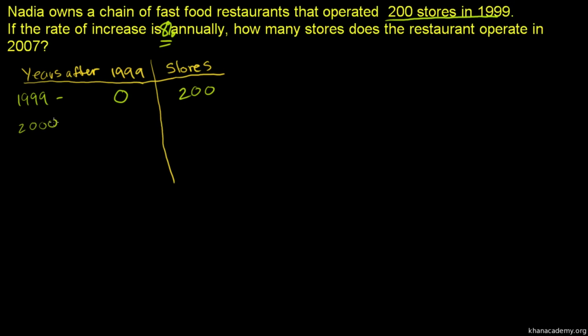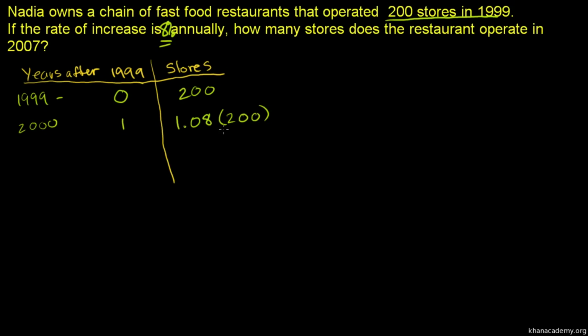Then in the year 2000, which is 1 year after 1999, how many stores is she going to be operating? Well, she grows at the rate of 8% annually. So she'll be operating all the stores that she had before, plus 8% of the stores she had before. So we'll say 1.08 times the number of stores she had before.